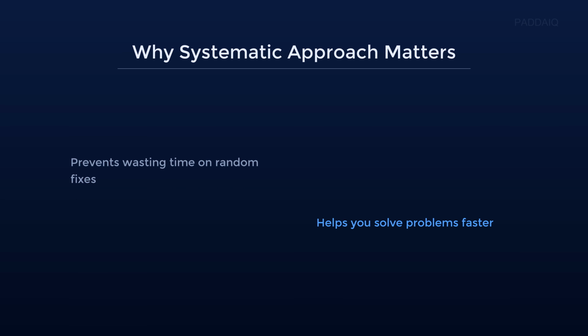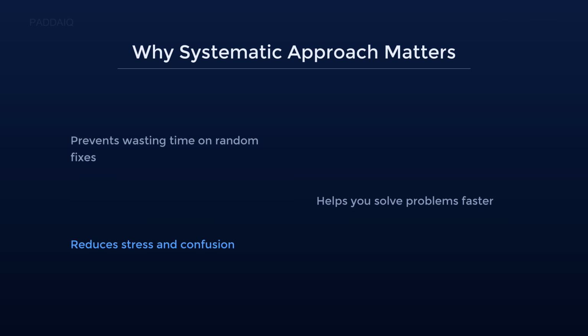It helps you solve problems faster. A systematic method gives you a clear roadmap, so you do not waste time guessing. For example, if an app is slow, you'd check the code, then the database, in a logical order. This organized process ensures you find and fix the root cause efficiently every single time.